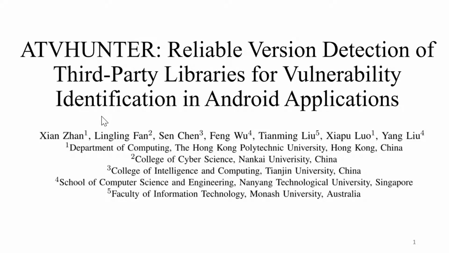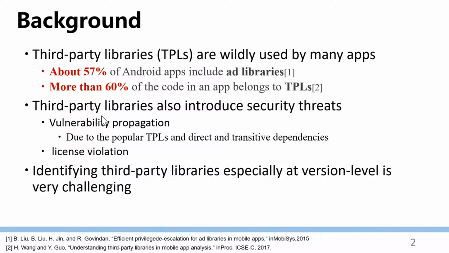Okay, today I will introduce our third-party library version detection tool for Android applications, ATVHunter. Before we start, let's see the background.